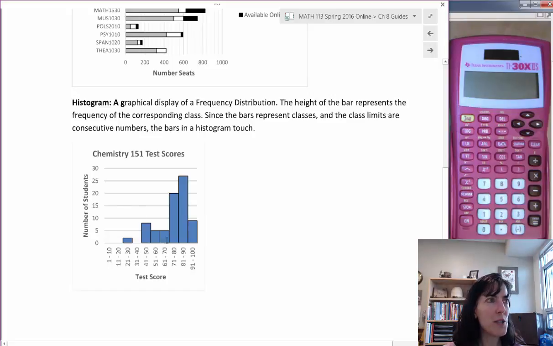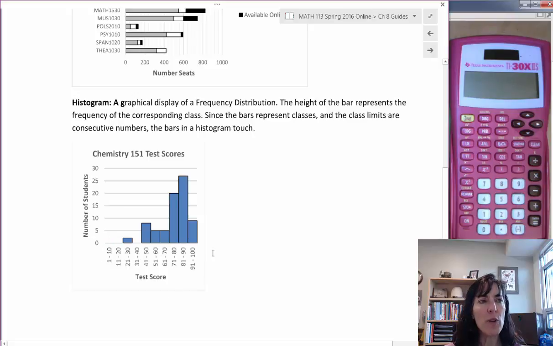Here we have a histogram, and a histogram is where you have classes that actually are butted up next to each other. So some of those frequency distributions that we did earlier in 8.2 would lend themselves very well to a histogram. This would be a frequency histogram because on the left-hand side, it's giving you the number of students, and across the bottom it's giving you classes for each test score range.